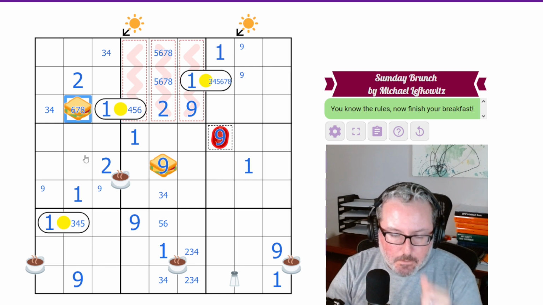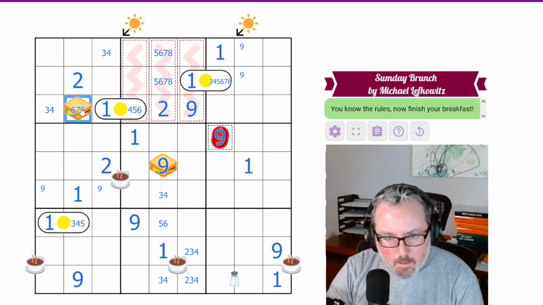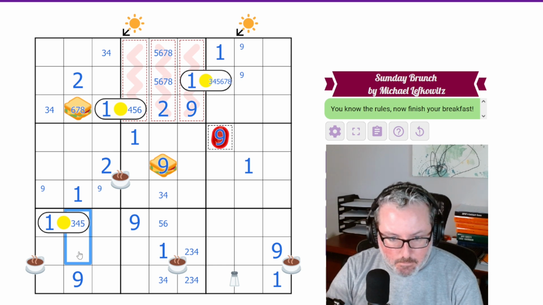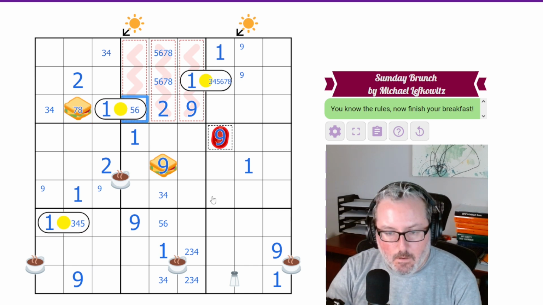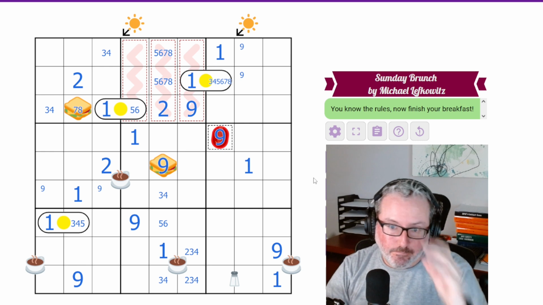Can we do anything with the 6? If this is a 6, that doesn't work either, because we've either got 3, 3, 4, 2, or 5, 1. Can't do 3, 3, can't do 4, 2, can't do 5, 1. So that's not 6, so this is not 4. All right, we're getting somewhere.